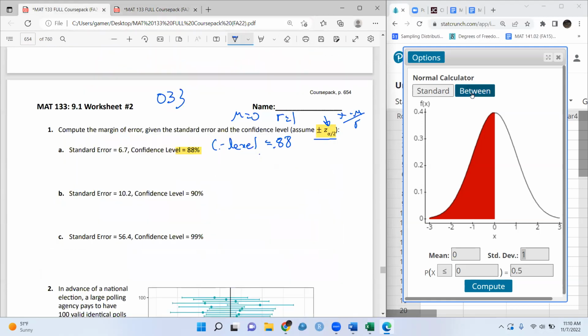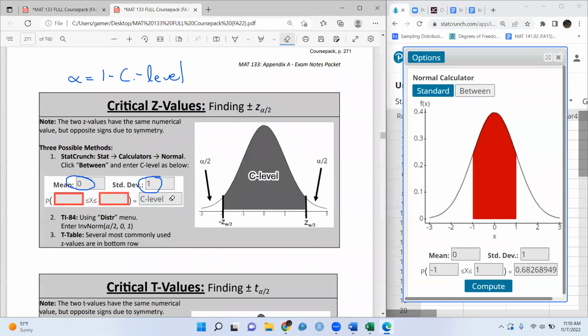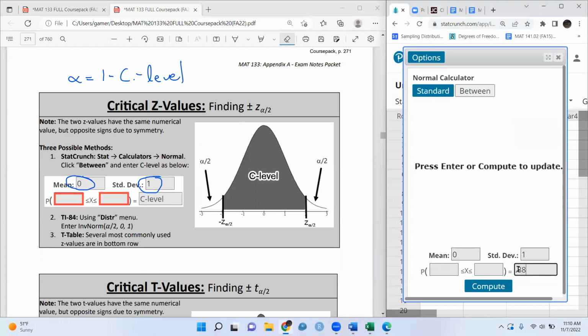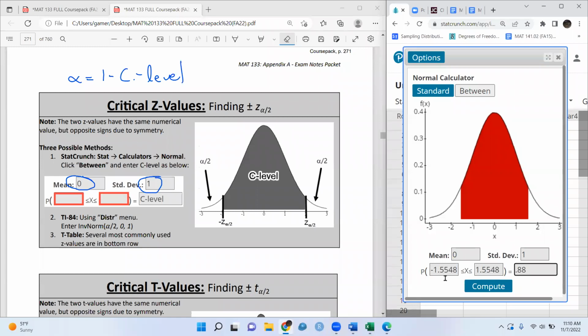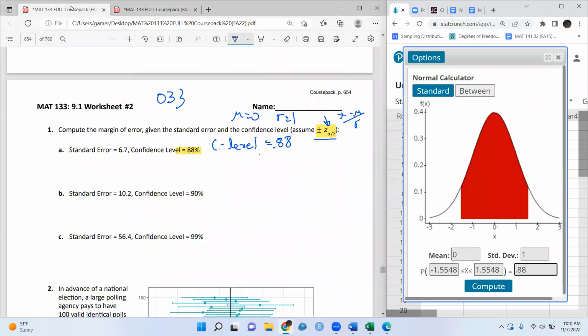Okay, so we do the between, and what it says here is we put the confidence level in for the area, which ours is 0.88. Here it is, plus or minus 1.5548. So we now know that our Z critical values is this. Doesn't give us a decimal place. We typically do 3 on these, right? Correct. Okay, let's go with 3 then. 1.555. Okay, anyone know then how to compute the margin of error given this information we have?